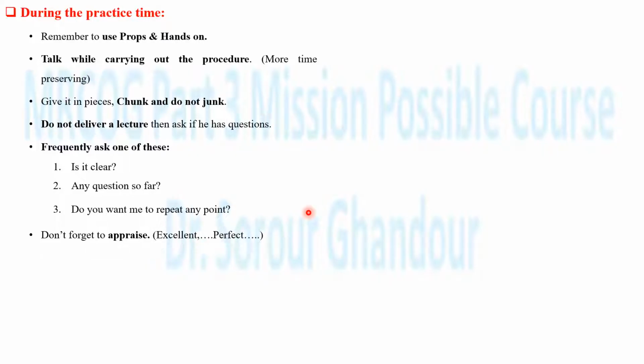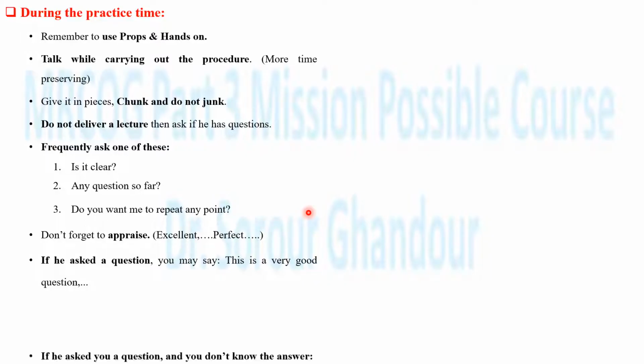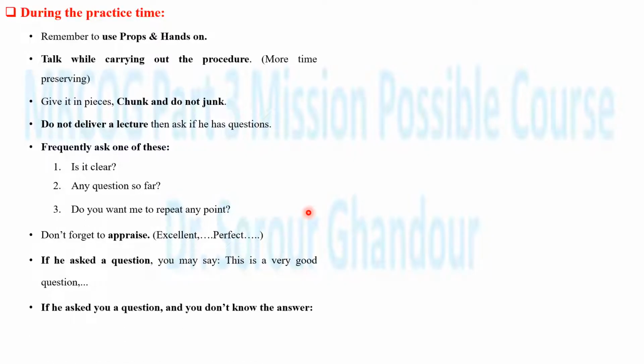And do not forget to appraise him. If he mentioned anything right, please say excellent, perfect. Excellent and perfect is enough, and it did the job. No need to mention long phrases like you are a perfect learner, you are a fast learner. Just say excellent, perfect. This will do the job. If he asked a question, start, yes, this is a very good question, Sam. Encourage him to speak and to ask.